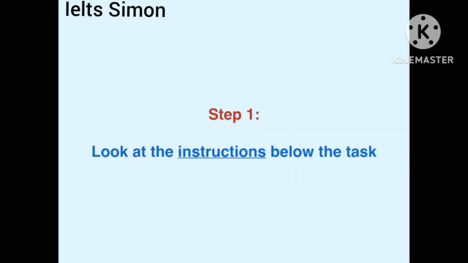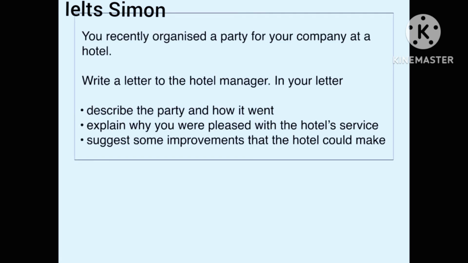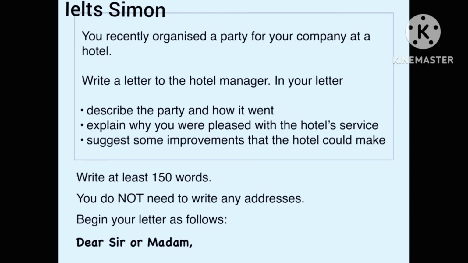Step 1, look at the instructions below the task. Take this task for example. You don't need to read it all. We'll quickly look at the instructions below it. So here are the instructions. It says write at least 150 words. You do not need to write any addresses. Begin your letter as follows, dear sir or madam. Now that is the important part. Straight away we know that this should be a formal letter. Dear sir or madam is always formal.